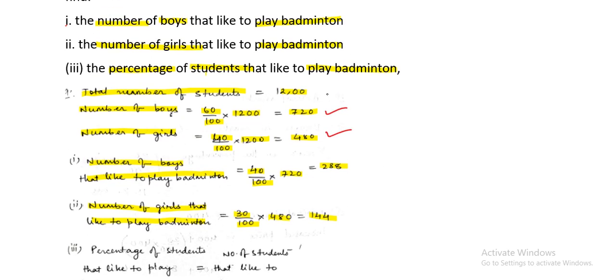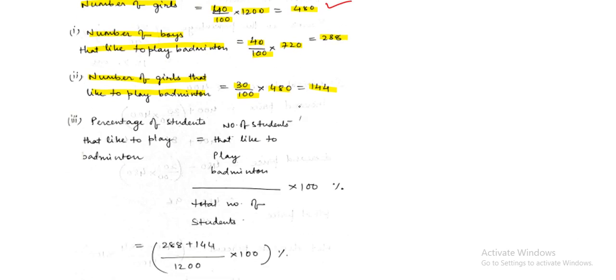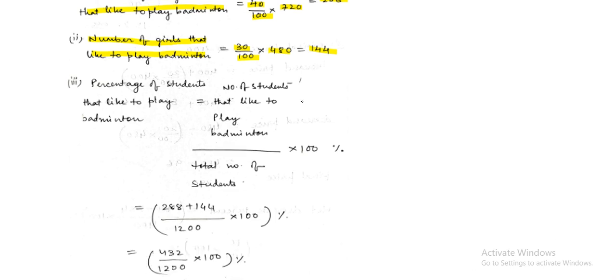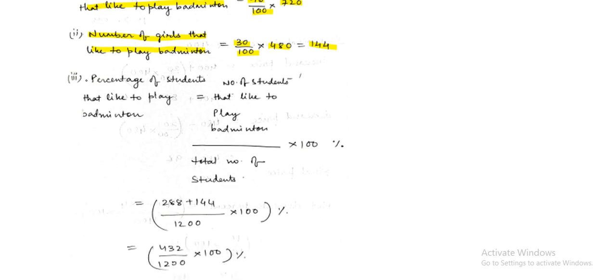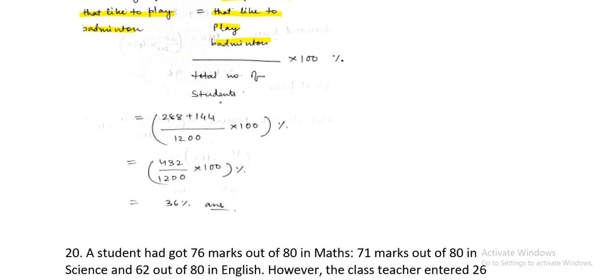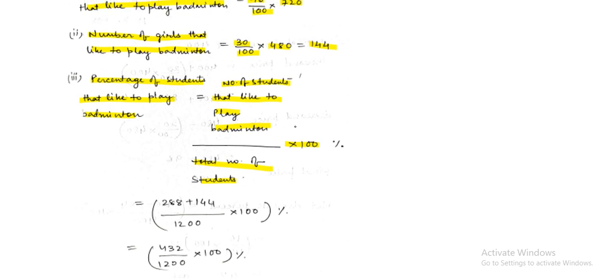In bit 3 they are asking percentage of the students that like to play badminton. Now percentage of the students means first you have to find the total number of students who like to play badminton. So how can we find out? Percentage of students that like to play badminton will be equal to number of students that like to play badminton by total number of students into 100, and outside you will give percentage.